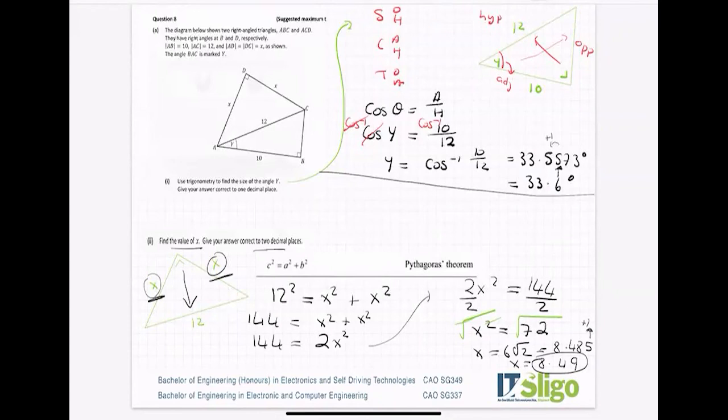Why would it have two x's like this? Well, it's an isosceles triangle, so both sides are the same. So both are 8.49 and 8.49.